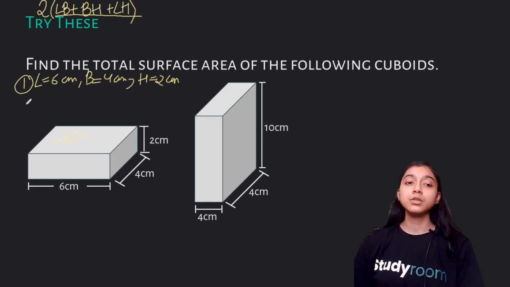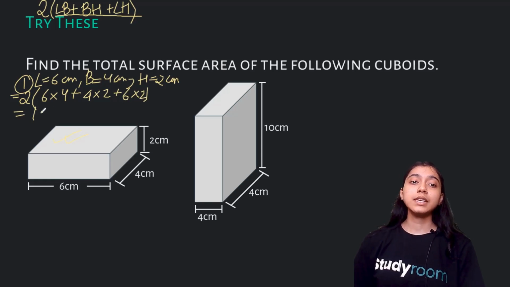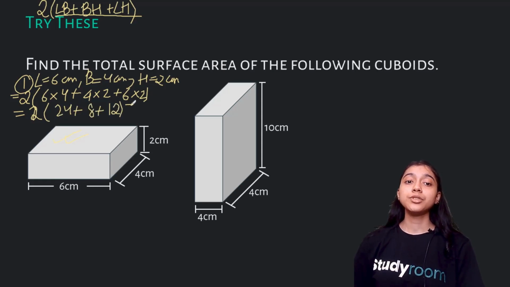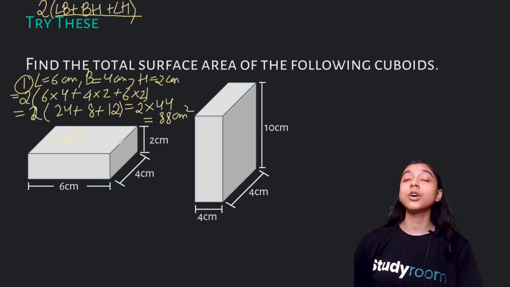The total surface area will be equal to 2 times (length multiplied with breadth, that is 6 multiplied with 4, plus breadth multiplied with height, this is 4 multiplied with 2, plus length multiplied with height, that is 6 multiplied with 2). So this gives us 2 times (6 into 4 is 24, plus 4 into 2 is 8, plus 6 into 2 is 12), which is equal to 2 multiplied with 44, and ultimately gives us 88 centimeters square as the total surface area of this given cuboid.